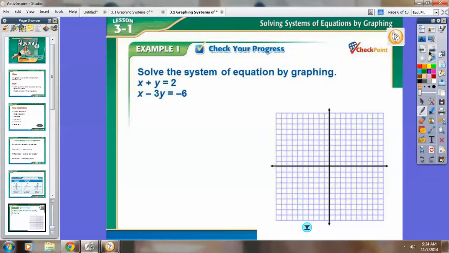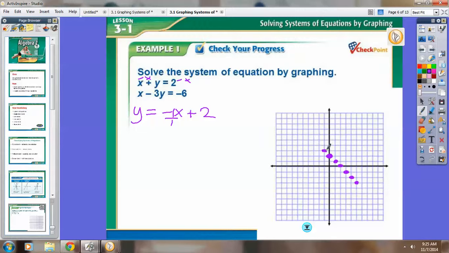So let's put each of these equations into slope-intercept form. In the first equation, I might subtract x from both sides. So y equals negative x plus 2. To graph this, we know our y-intercept is at positive 2. Put it at 2 on our y-axis. Our slope is negative 1. Remember, our slope is really a fraction, negative 1 over 1. So I would go down 1 and right 1, down 1 and right 1.